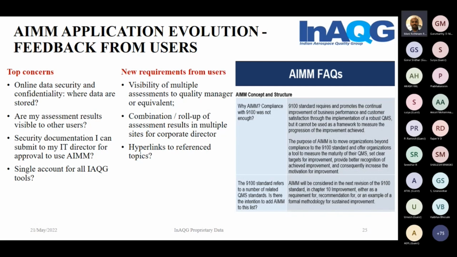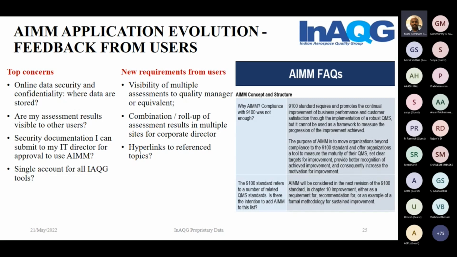Some FAQ. The most common FAQ is: I have 9100, why should I do AAMM? I hope I have covered this. It is to enhance your 9100 QMS process. It is for an improvement project. It is not for a compliance perspective. But you can show better compliance when you have maturity levels in your subclause requirements.